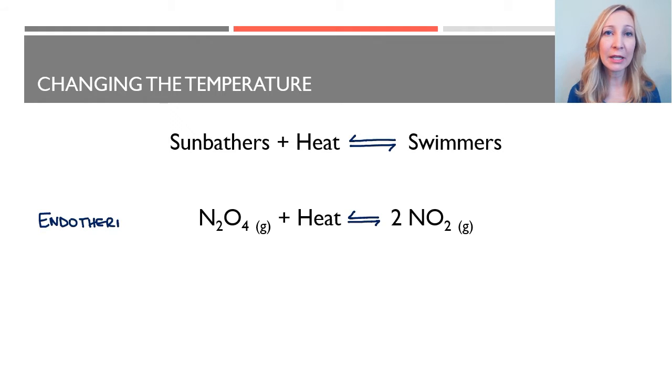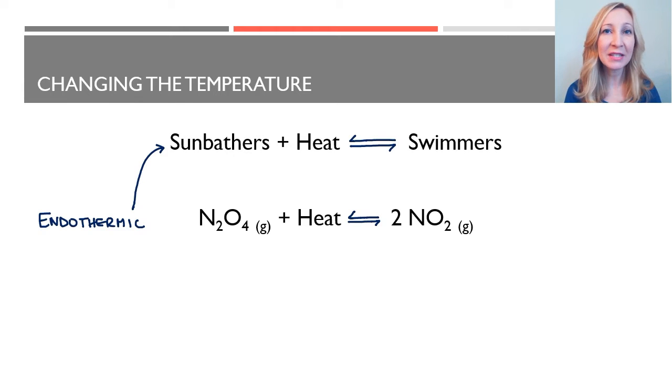So if we put heat on the left side of the arrows, that means we have an endothermic reaction. That means heat is required to get it to go. Just like in our sunbathers and swimmers scenario, if you are a sunbather and it gets hot, you will likely become a swimmer. So heat is a reactant.